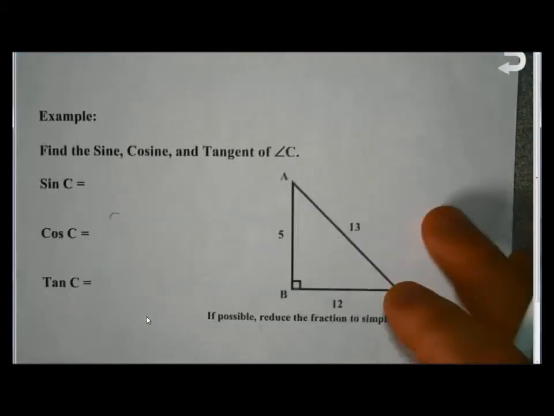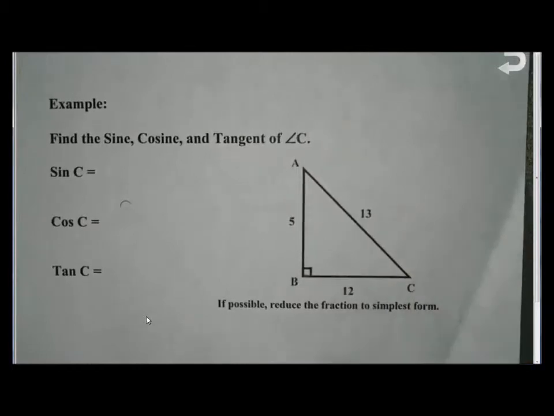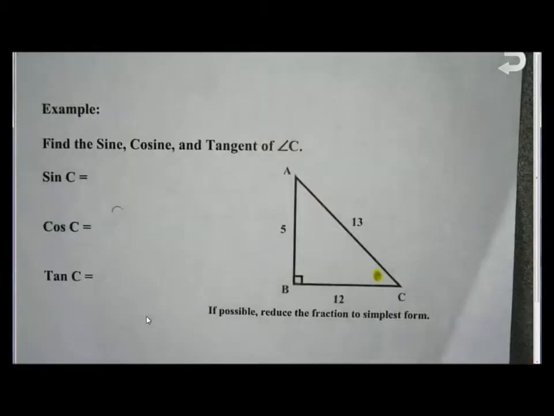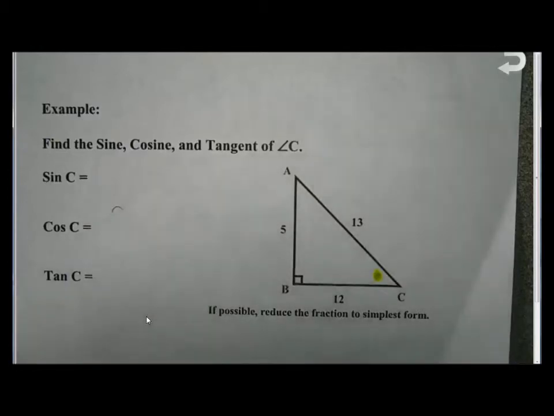It says, find the sine, cosine, and tangent of angle C. So we're going to put a star or a highlight or whatever in angle C. The very first thing that we have to do is determine which of these is the hypotenuse, the opposite, and the adjacent. Well, the easiest one to identify should be the hypotenuse.